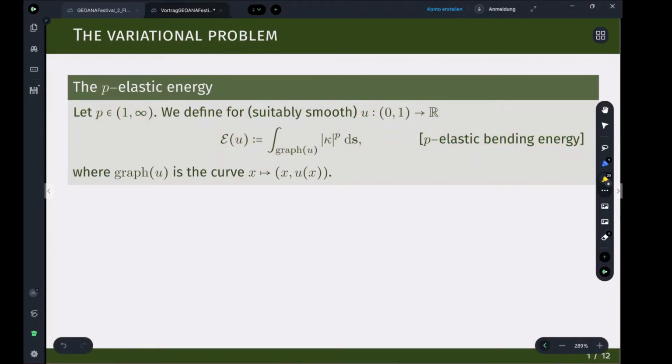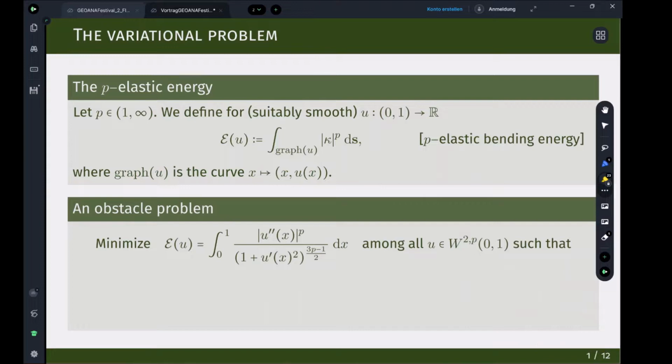And graph u, just to clarify, is the curve that assigns to an x the value (x, u(x)) in R squared, right? So it's a planar curve. And the obstacle problem we are now looking at is: we minimize this energy. If you write out what this is, it is nothing but u'' to the power of p over a denominator that involves only the first derivative. You minimize this energy among all functions in W^{2,p} such that you have fixed ends. So basically you connect two fixed points with this curve.